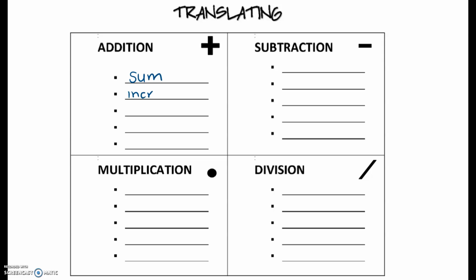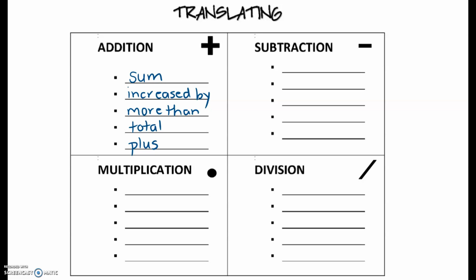increased by, more than, total, and plus. So if we see these words in a phrase given to us and we're asked to write an expression, somewhere in our expression we are going to need to use an addition sign.